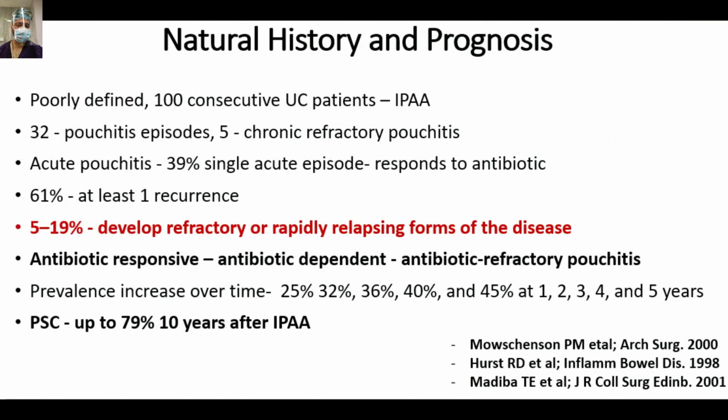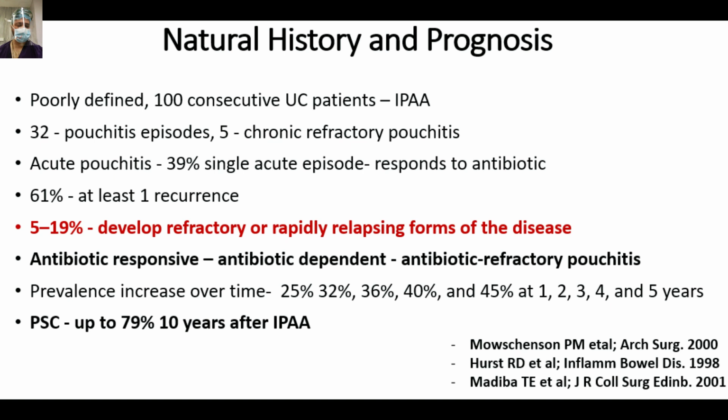So in a study where they followed 100 consecutive patients of IPAA after ulcerative colitis, 32% of patients had pouchitis, 5 were chronic refractory pouchitis, and 39% had an acute pouchitis episode which responded to antibiotics, and 61% had at least one recurrence. 5 to 19% of patients will develop a refractory or rapidly relapsing form of disease. So the normal cycle will be antibiotic responsive, antibiotic dependent, and antibiotic refractory.